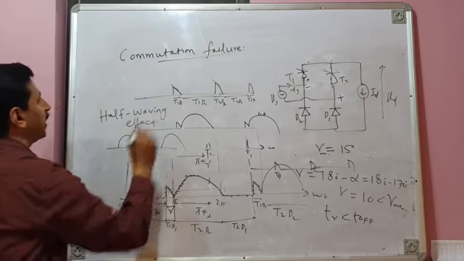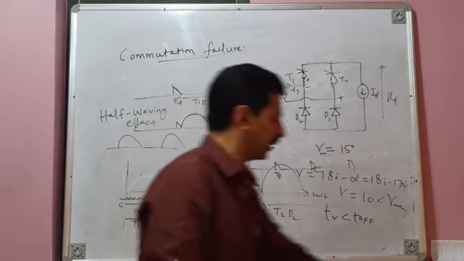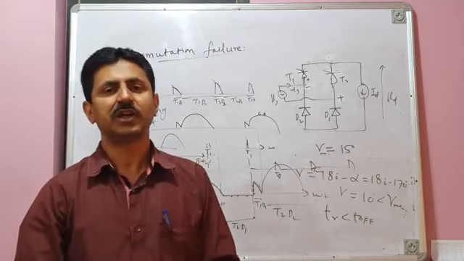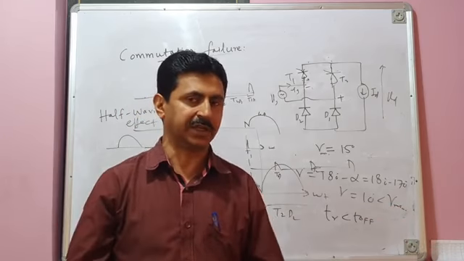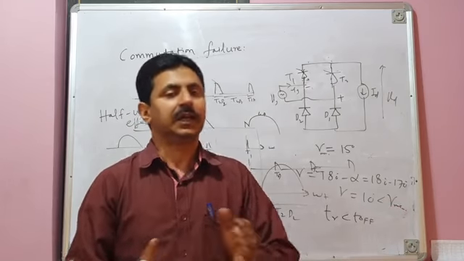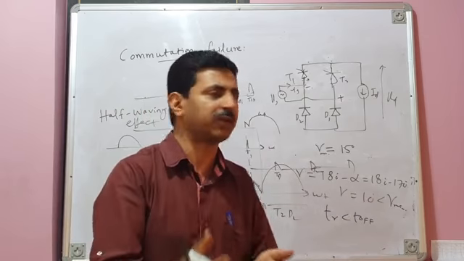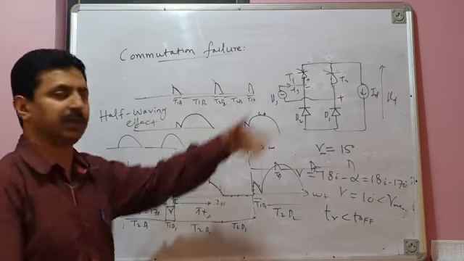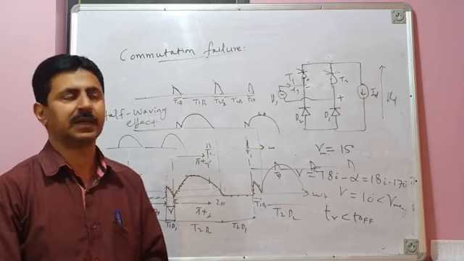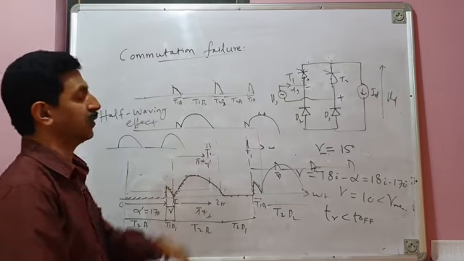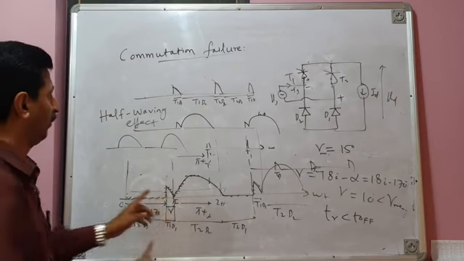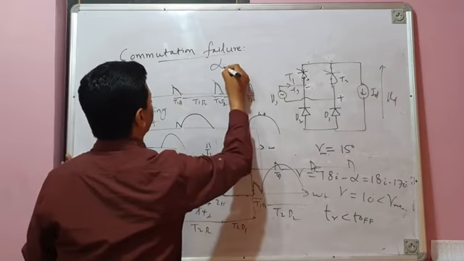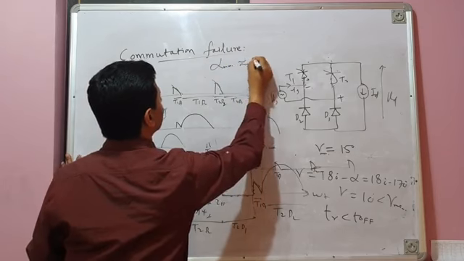Now this half waving effect is because of the commutation failure, because your thyristor T2 did not regain its forward voltage blocking capability, so it did not commutate. It did not commutate means it did not turn off. Whenever it was forward biased during negative half cycle, it turned on without firing pulse. So this is how commutation failure occurs. So therefore there is a restriction on the higher value of alpha. You cannot have alpha max very very close to 180 degrees.